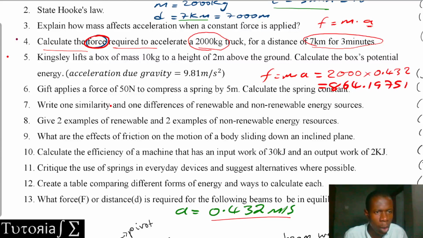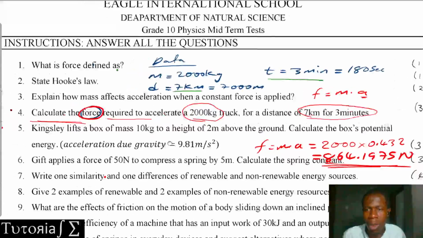864.1975 newtons. Okay, so approximately it should be in that range, because I didn't punch it directly from the calculator, so it doesn't come out directly like that. So this will give you 864.1975 newtons. So that is how you are supposed to calculate this one. Yeah, so let me just run you through.